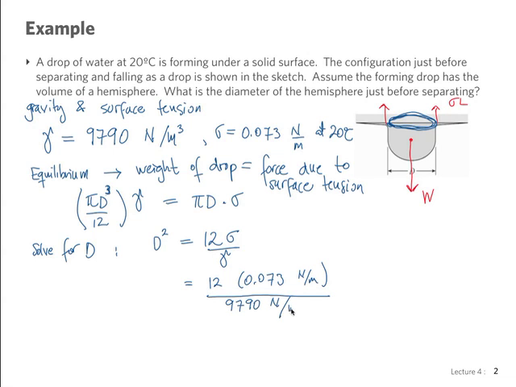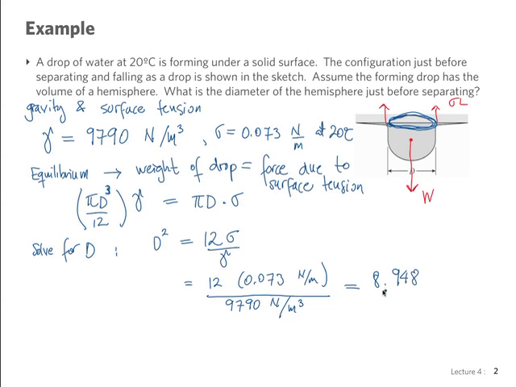9790 newtons per cubic meter. And sure enough, this will cancel out the newtons, cancels out 1 meter and gives me a meter squared, which is correct for the diameter. We can put now these numbers in a calculator. Of course, you're allowed to use a calculator during your exams as well.